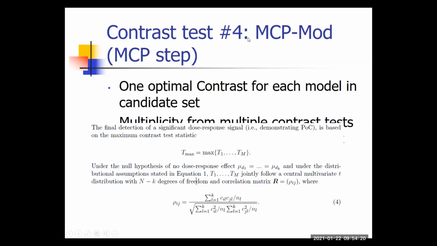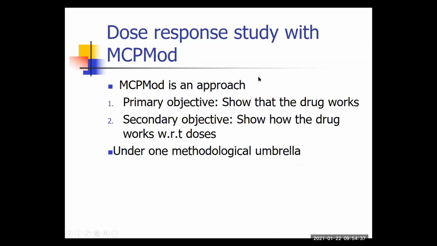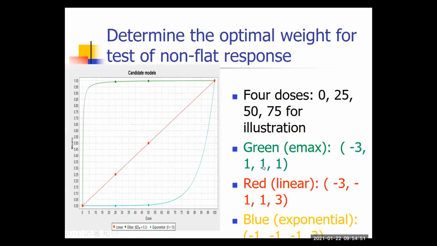So the basic idea of MCP mod is that when you combine POC and dose ranging together, you use MCP to do the POC, and use the modeling to do the dose ranging as exploration or estimation. So MCP mod is an approach whose primary objective is to show the drug works, and secondary objective is to show the dose response relationship under one methodological umbrella. So that's another example.